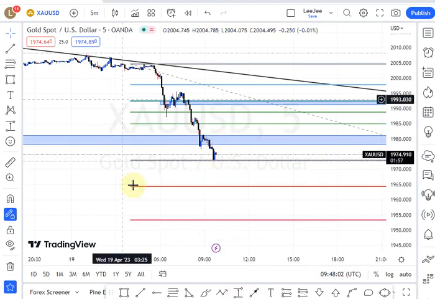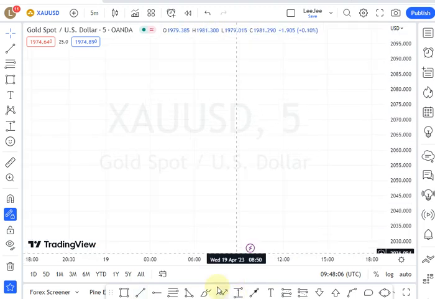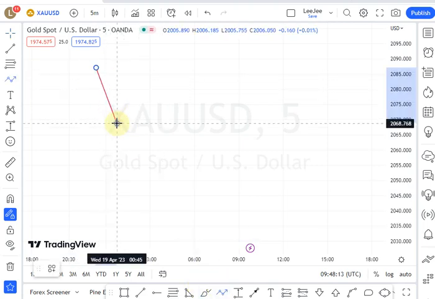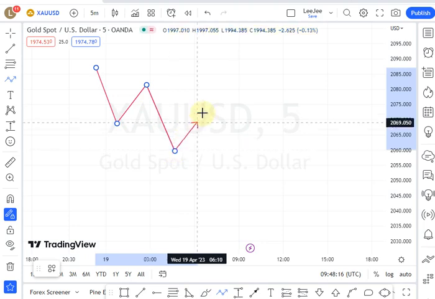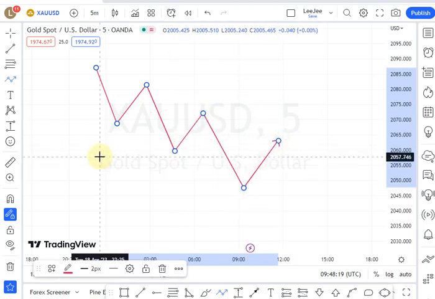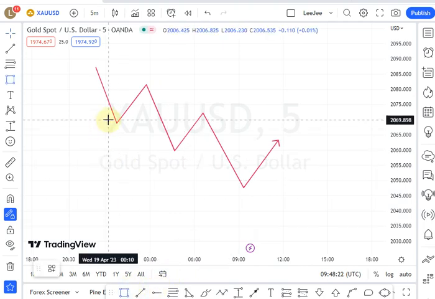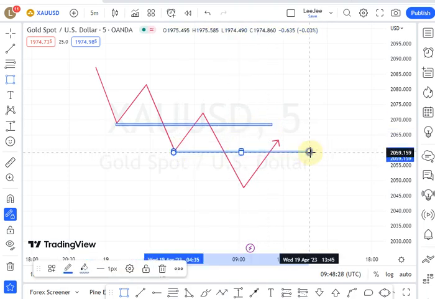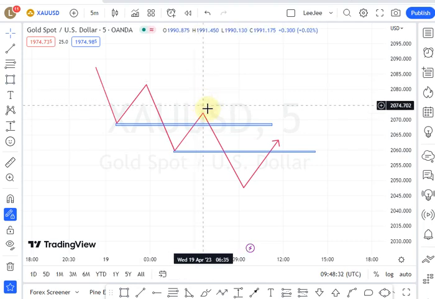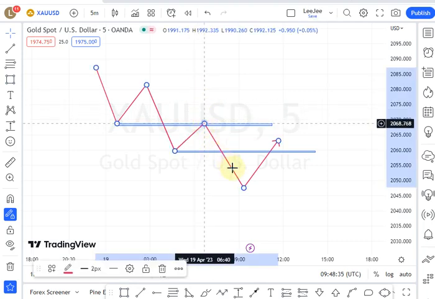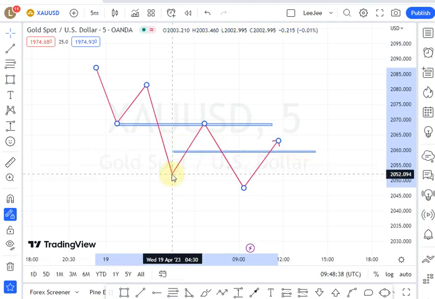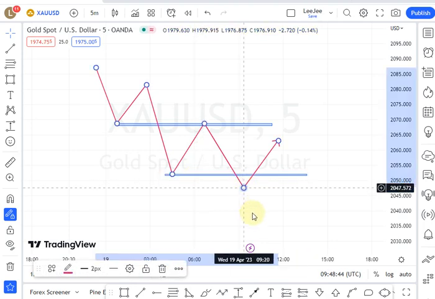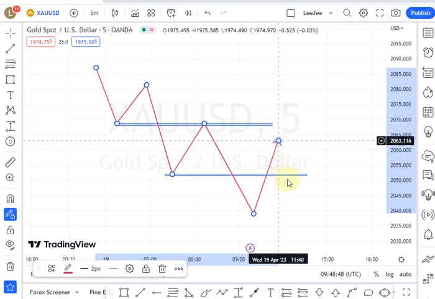Okay, let me show you this with some illustration. When I talk about the lows, we have lower low, lower high, lower low, lower high, and lower low, lower high. Okay, so let me do this, and let's make this neat.